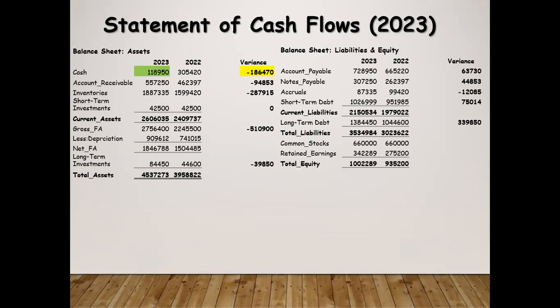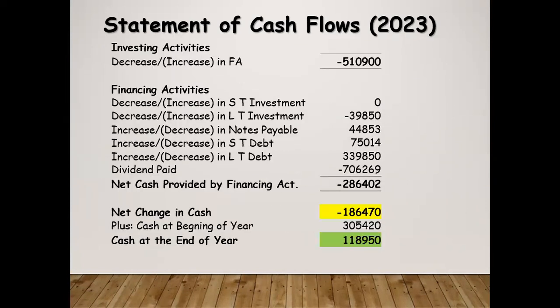Here you can see the cash difference, 186,473. And the cash balance for the year 2023 is 118,950. If these figures match, your cash flow statement is correct. If these figures do not match, it means there is some error in your cash flow statement. Now you can check it. The figures are similar, it means there is no error. The figures you have developed are up to mark.